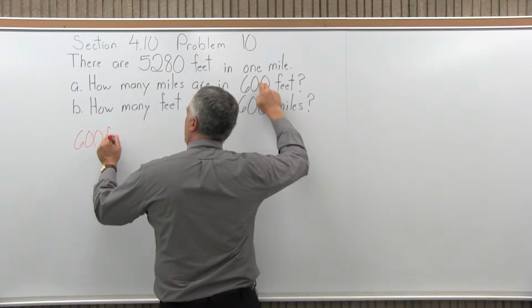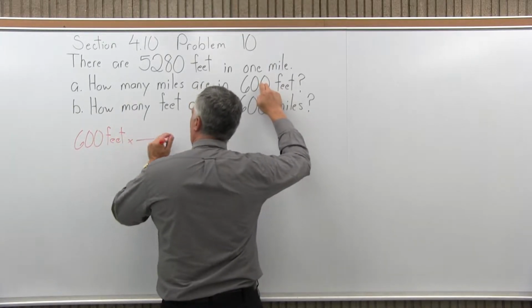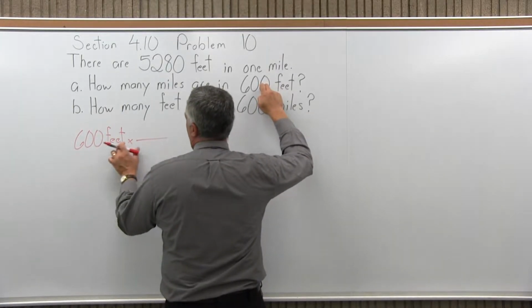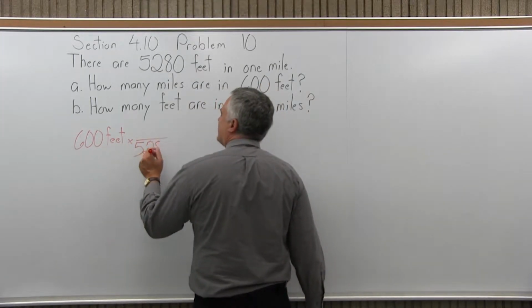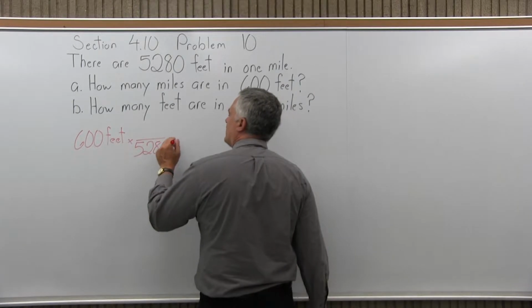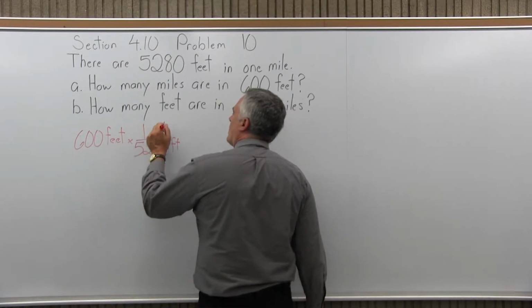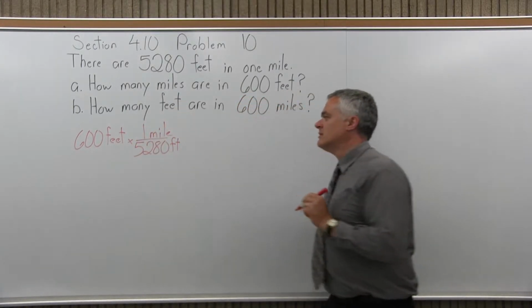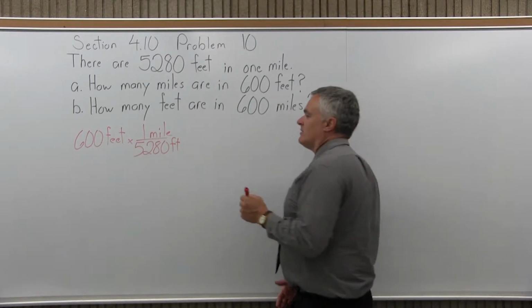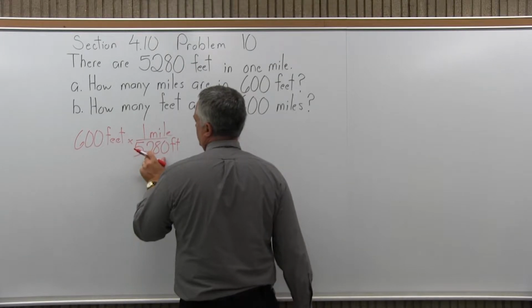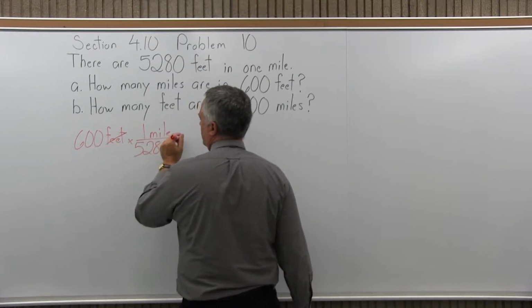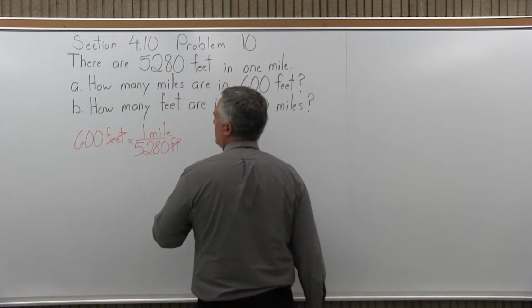And I want to multiply that by an unusual number 1. I want to arrange it so the feet, the unit I want to cancel, is in the denominator. So I have 5,280 feet in the denominator, and that's equivalent to 1 mile, which goes in the numerator. So now as I do that multiplication, 600 feet times 1 mile over 5,280 feet, the feet cancel. I have feet in the numerator, feet in the denominator.